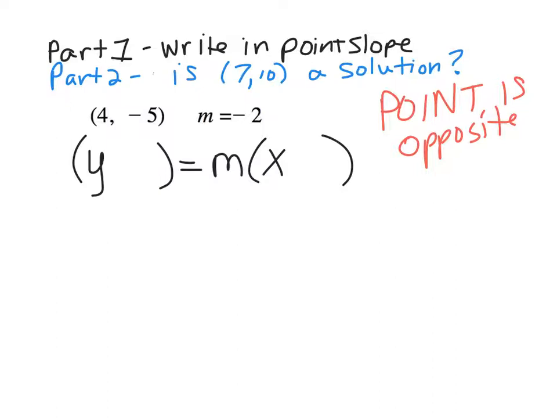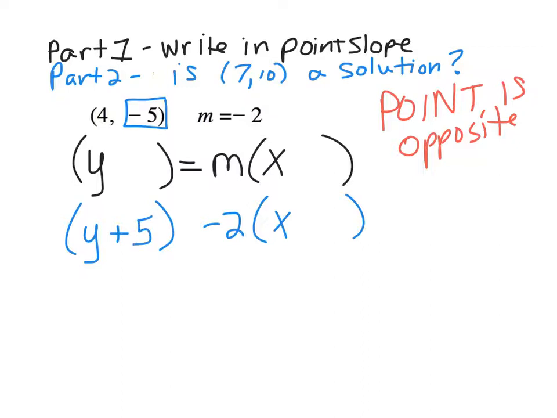So the m they gave us is -2. I'm going to go ahead and plug that in. I've got my x, I've got my y. Point is opposite. So let's start with a y because that's the beginning of our equation. My y is a -5. The opposite of -5 is +5. And now I'm going to go fill in my x. My x is a +4. The opposite of +4 is -4. So there's my equation written in point-slope form.